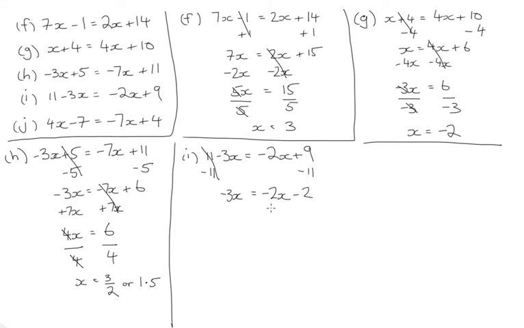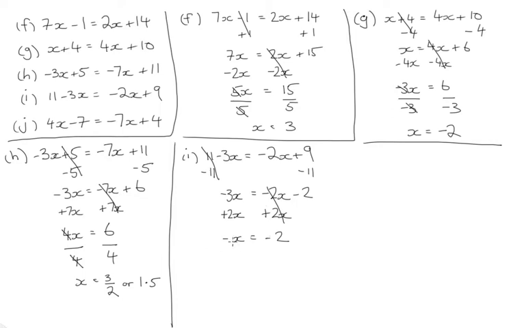All right, now we want to get this to the other side. So we're going to add 2x to both sides. Add 2x to both sides. They cancel each other out. So now we have minus 3 plus 2, which is minus 1x, which is the same as minus x, equals minus 2.